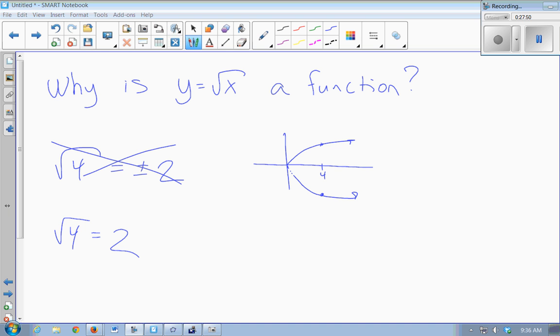And this is how mathematicians have defined the square root. They said the square root is the positive number that when you square it, you get the 4 back. Right? This is the definition of the square root. If you want plus or minus, you have to put a plus or minus in front of the square root.